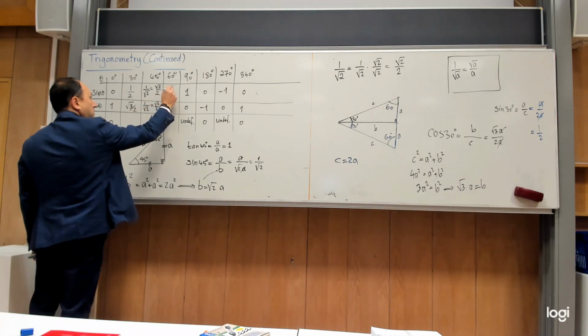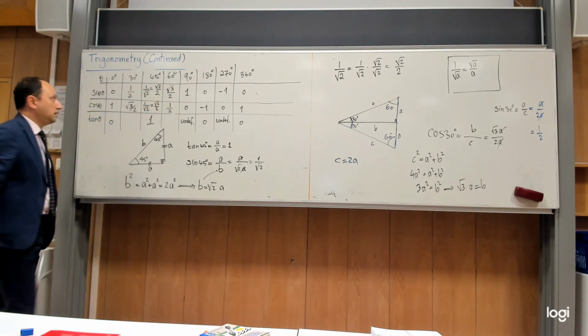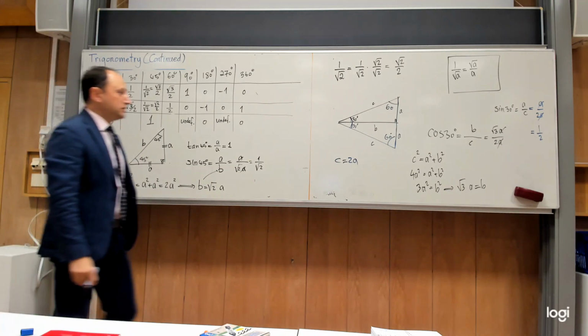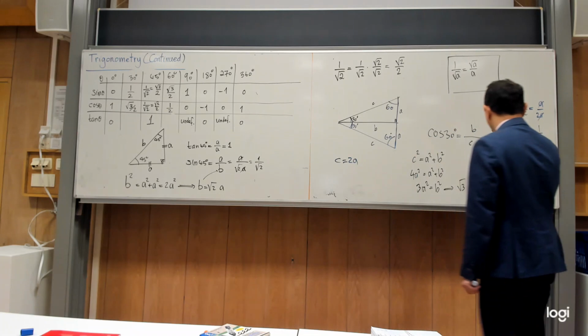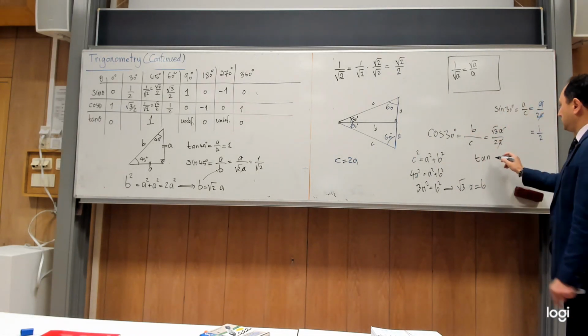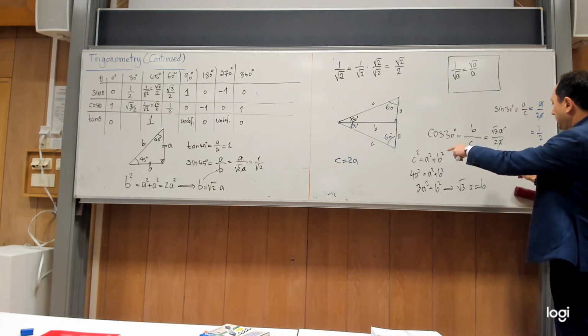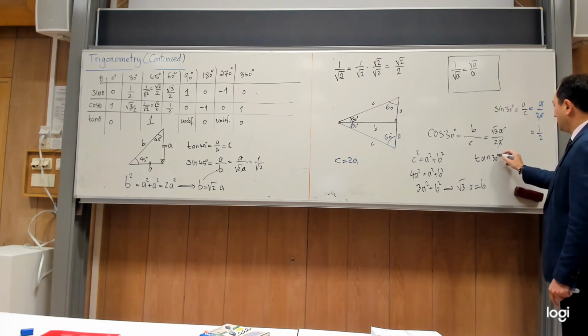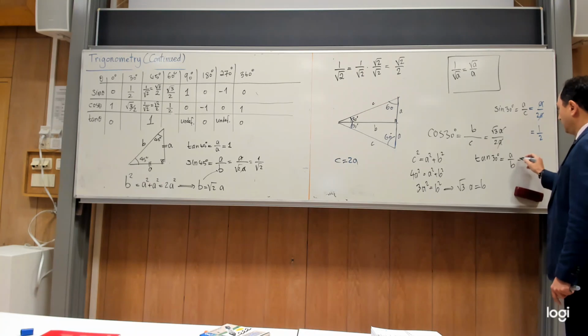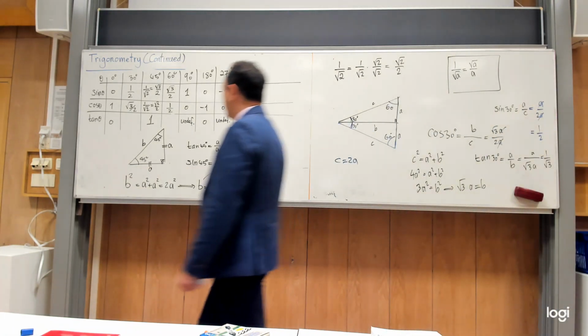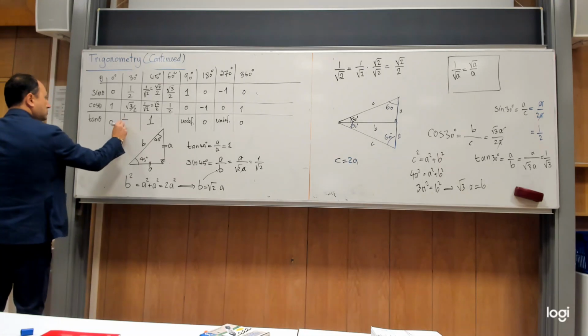The same number, because they are complementary. Yes? And now for tangent, everything is ready for me. Tangent is equal to A over B. Tangent of 30 is A over B. Instead of B, I put the square root of 3 times A, and then I have A, so it becomes 1 over the square root of 3. So tangent is 1 over the square root of 3.